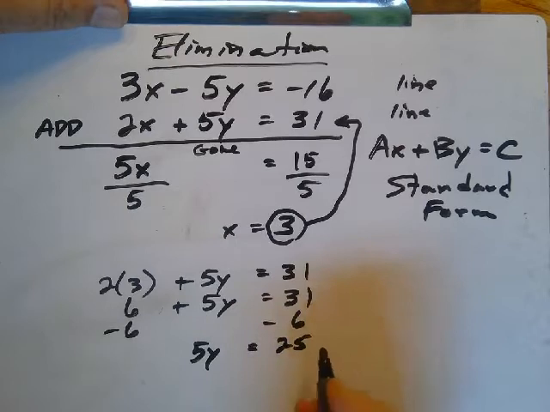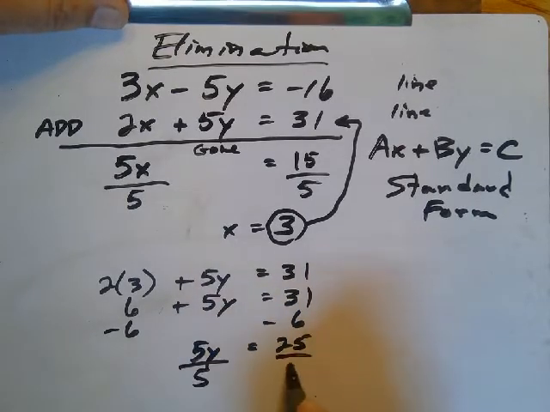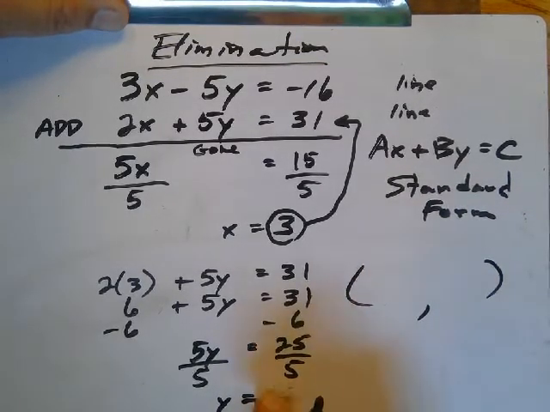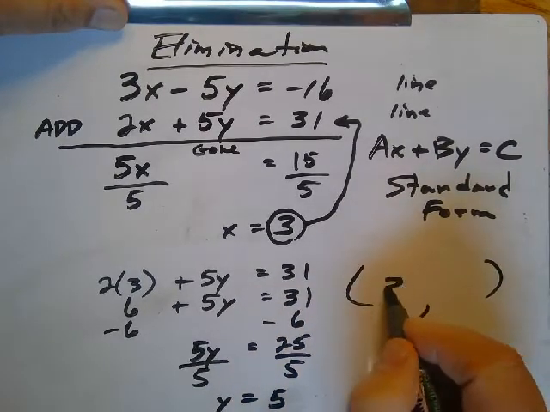Yeah, 31 minus 6 is 25, and dividing by 5, we find that y is equal to 3. So my ordered pair, I'm sorry, y is equal to 5, not 3. Y is equal to 5. So my ordered pair is (3, 5).